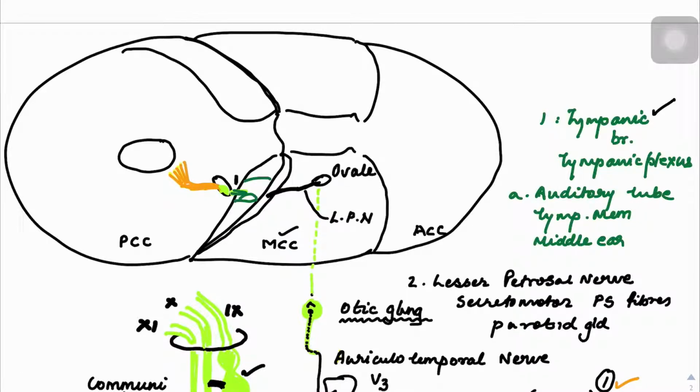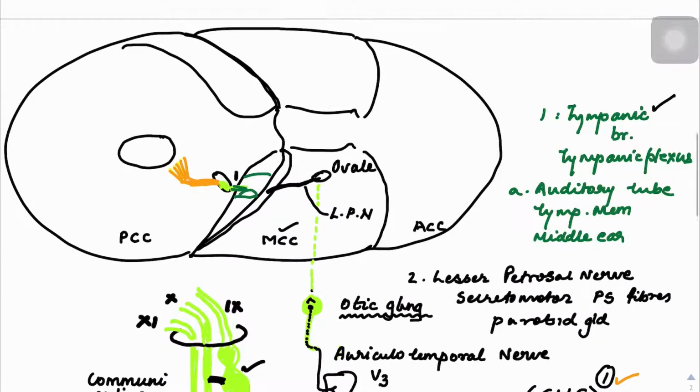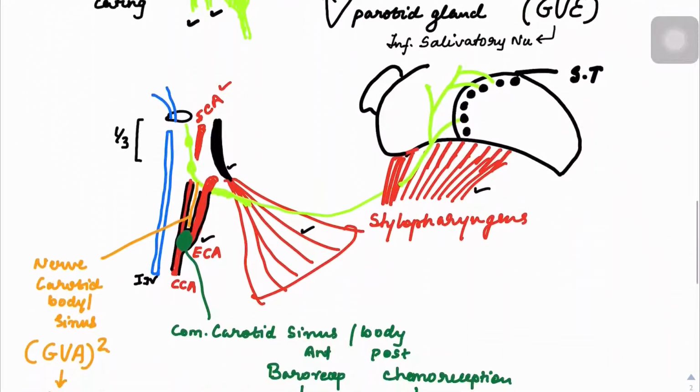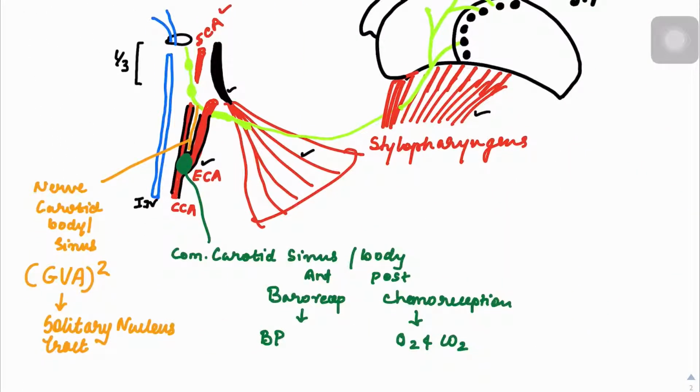So I have the two components now with me. Inferior salivatory nucleus controlling the general visceral efferent fibers going to the parotid gland, and the second fibers which are coming from the tractus solitarius via the glossopharyngeal nerve through the nerve to the carotid body and sinus, which will be sensing the change in the pressure or the chemical composition of the blood.